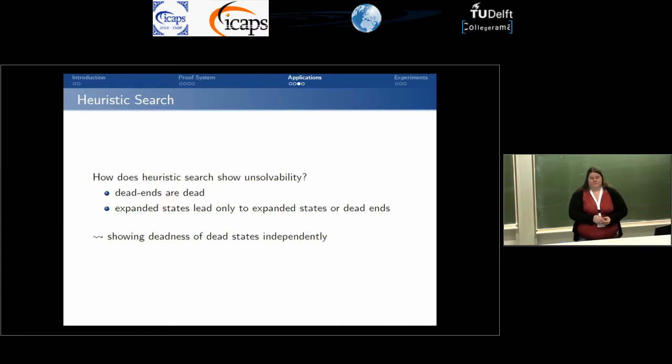For the second example, I wanted to take a look at heuristic search. So how does a heuristic search planner in general show unsolvability? It searches around, it finds some dead ends, doesn't explore those dead ends any further, and at some point it exhausts the search space if you don't consider the dead ends. So basically the heuristic search says, well, all my dead ends are dead, and from my expanded states I only get to expanded states or dead ends. So this is also how the proof structure will look now in our proof system.